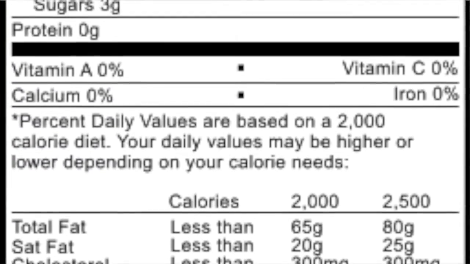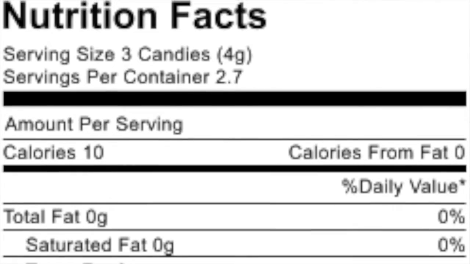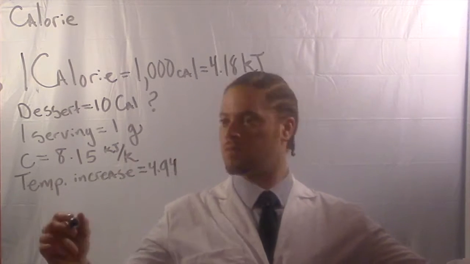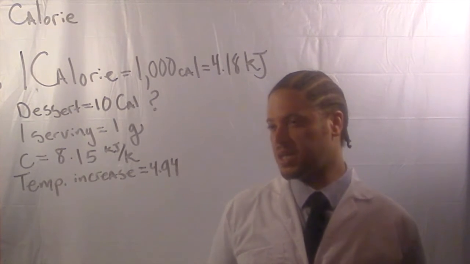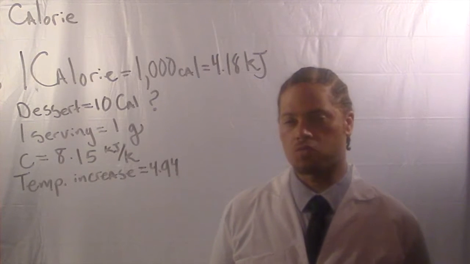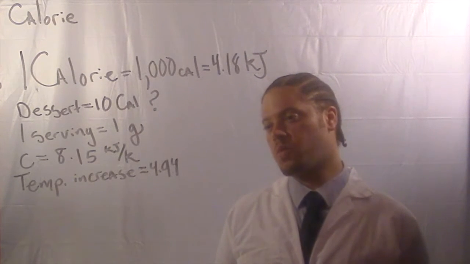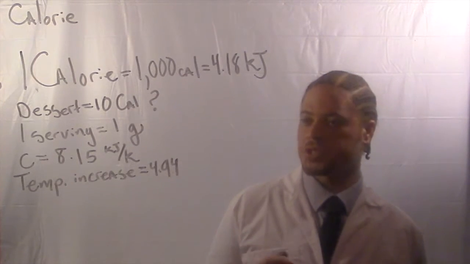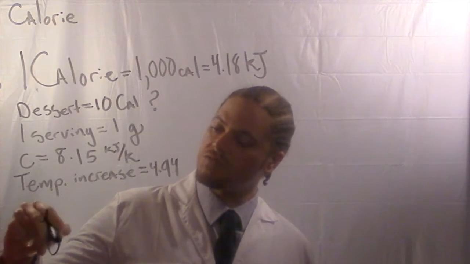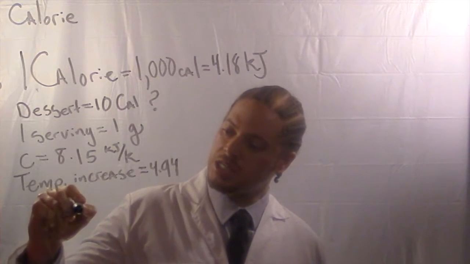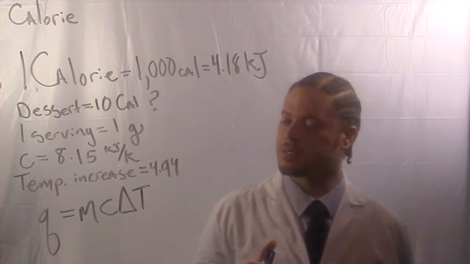So let's say that the company putting out this dessert says that it only has 10 calories per serving. The question is, does a particular dessert have fewer than 10 calories upon a serving? We'll say it's a serving of 1 gram. And given the specific heat of our bomb calorimeter of 8.15 kilojoules per Kelvin, and a temperature increase of 4.94. And if you remember, our formula for specific heat is Q, representing energy, is equal to m C delta T.